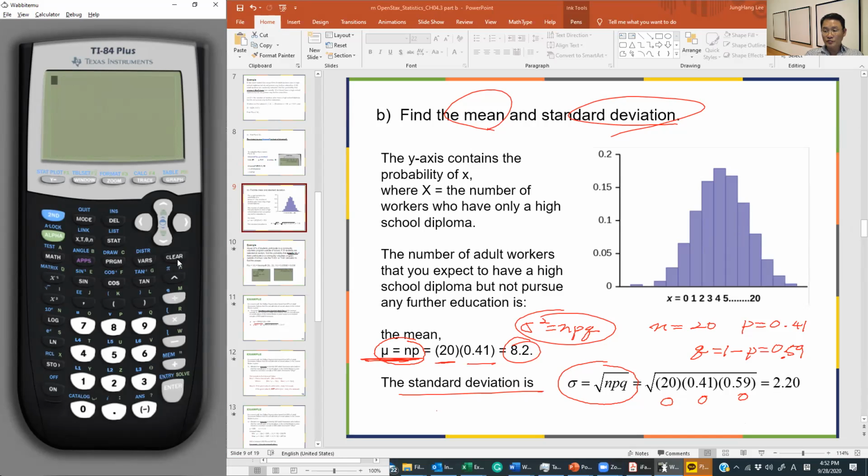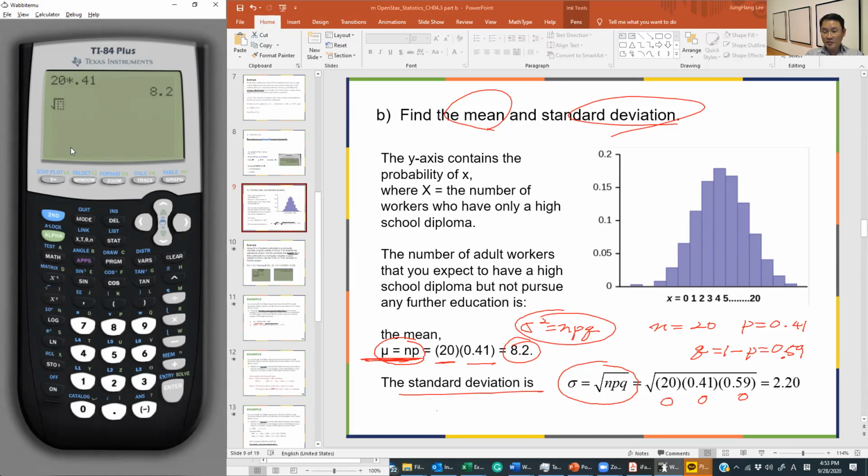Let's confirm though, and let me show you how to do this. The mean is easy, right? 20 times 0.41, enter, 8.2, just like that. But what about this standard deviation? Where's the square root? I see the square root right here, but it's in blue, right above this x squared. So how do I get there? Second, then x squared.